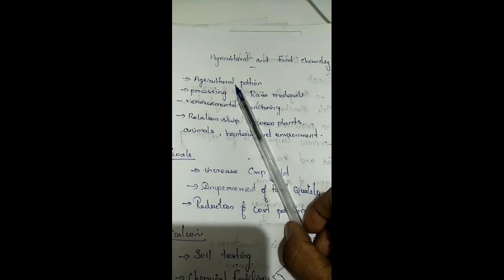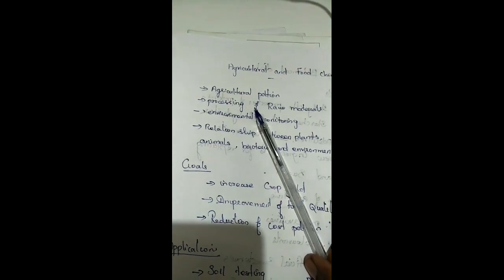It also plays a very important role in the relationship between plants, animals, bacteria and environment. So, agricultural chemistry comes under which lesson? Applied chemistry. Wherever we can apply the field of chemistry, we are dealing with it. You have studied so many divisions, and among that, one is agricultural and food chemistry. So, today we are learning agriculture.